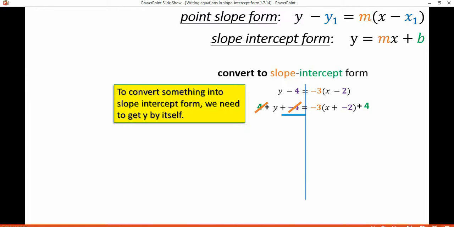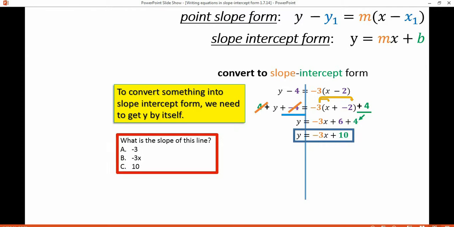Let's see why. We're left with only y on this side, and on this side, we need to remember to apply our order of operations. We need to distribute this -3 to both terms before we add this 4. We need to carry down this 4. So -3 times x is going to be -3x. -3 times -2 is going to be +6. Carry down the 4, which is +4. And then when we combine like terms, we get -3x plus 4 plus 6 is 10. So that's going to be our final resulting equation. And that's in slope-intercept form. So we're done.